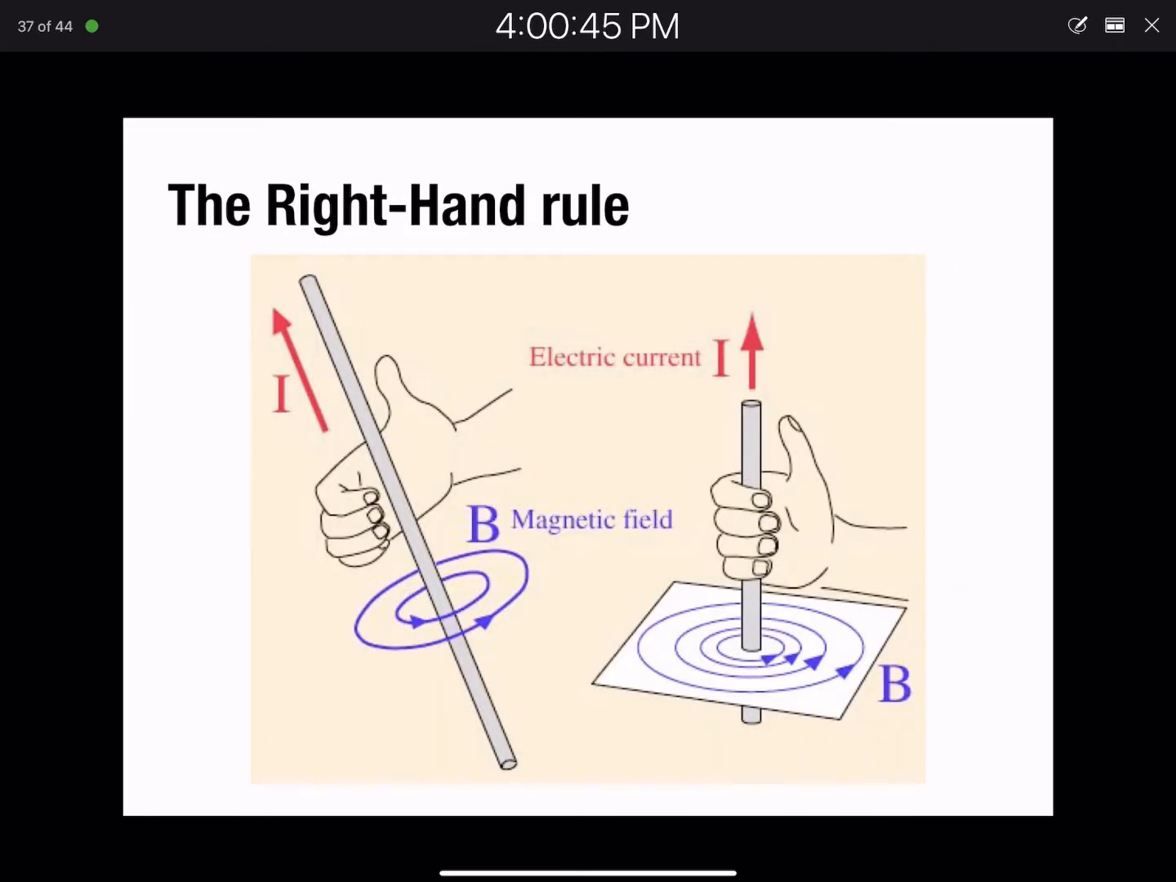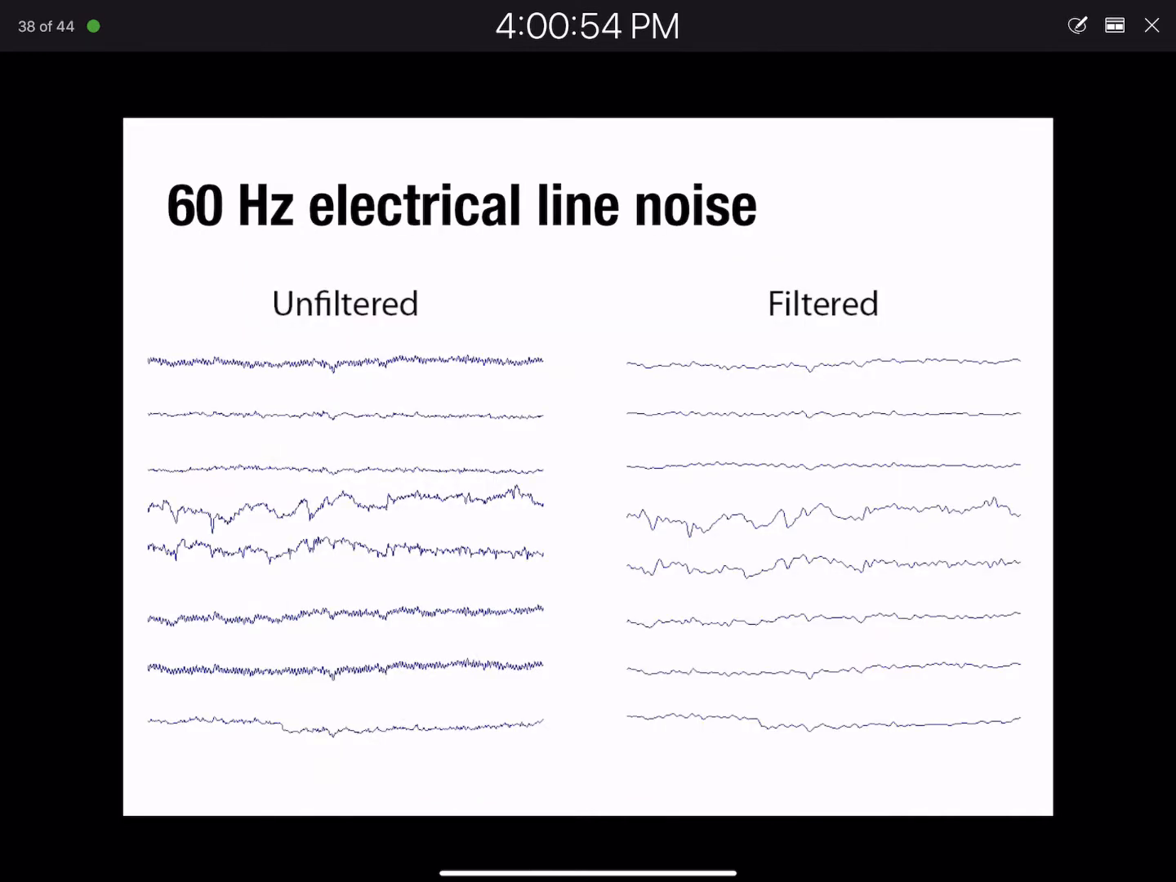I already talked about the right-hand rule, talked about it a lot in the book. That's just an illustration of it. This is what it looks like when you're touching those wires or otherwise getting electrical line noise from electronic devices in the environment.